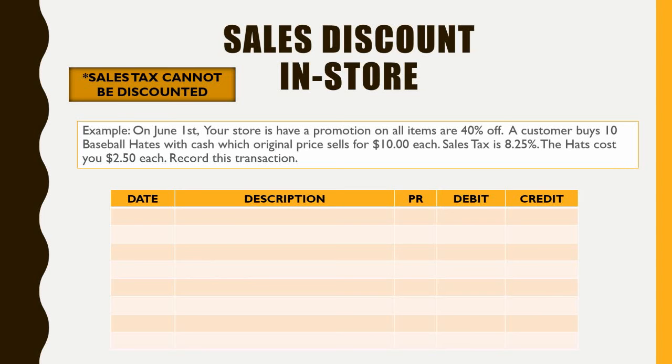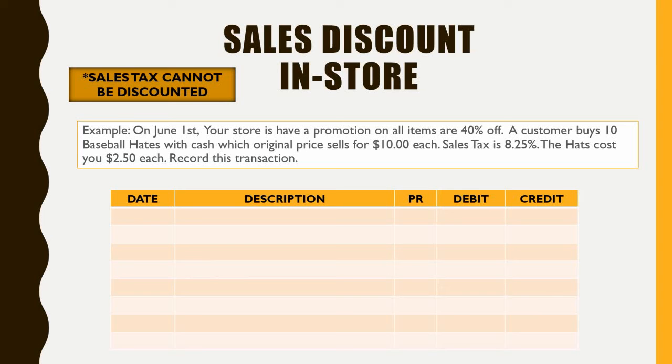So once again, here's an example where on June 1st, you have a store-wide sale, okay, where everything is going to be 40% off, and a customer buys 10 baseball hats with cash, which you originally priced at $10 each, and of course the sales tax is 8.25%, and each baseball hat cost you $2.50 each. So let's record this transaction, okay.